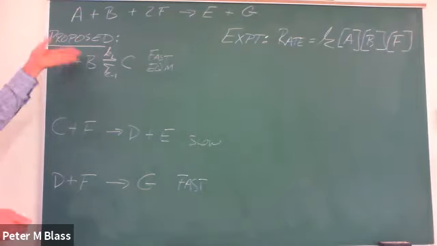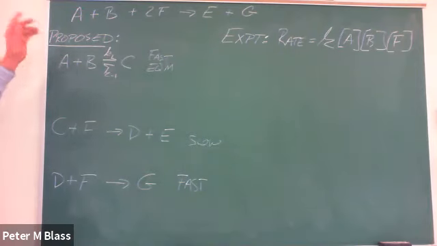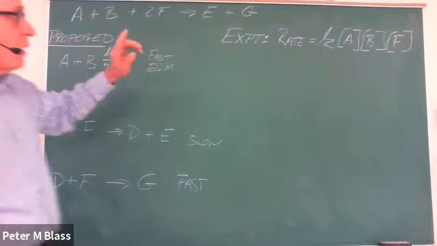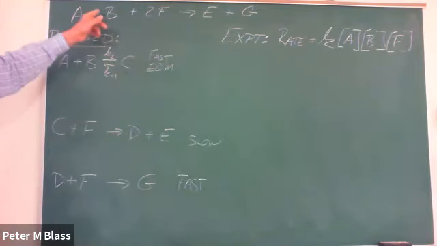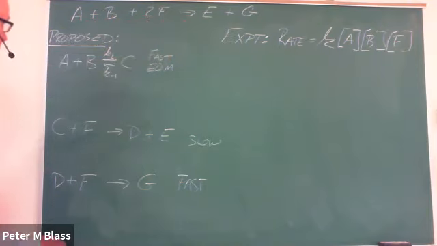And if this is a proposed mechanism that somebody came up with, it might be right, it might be wrong, but it had better do several things. One is it's got to add up to the overall reaction. It's got to add up to A plus B plus two F's form E and G. Does it do that? Let's see.